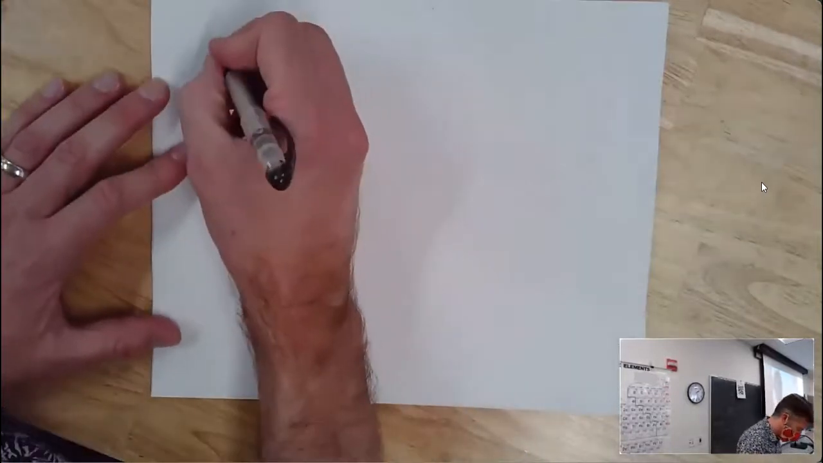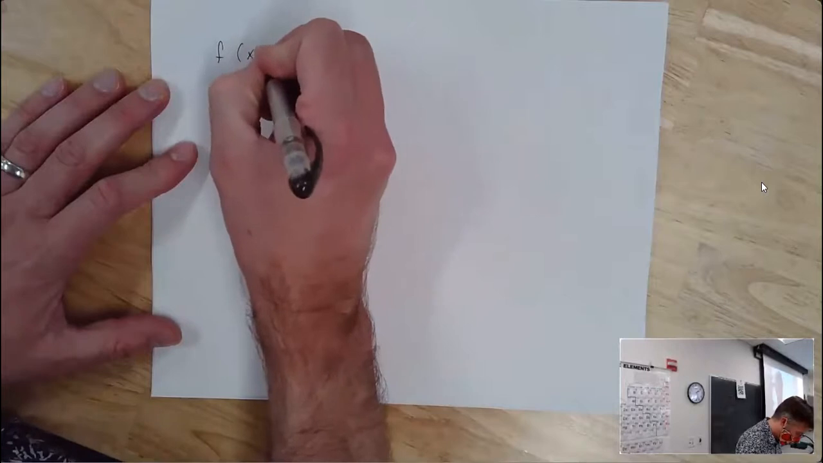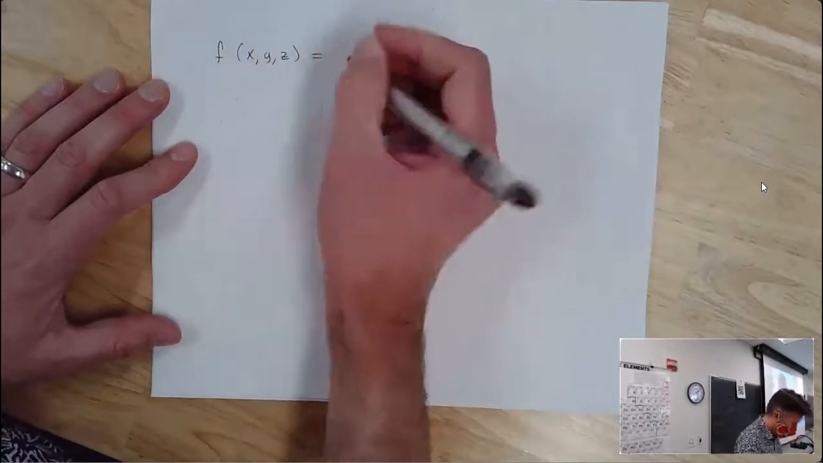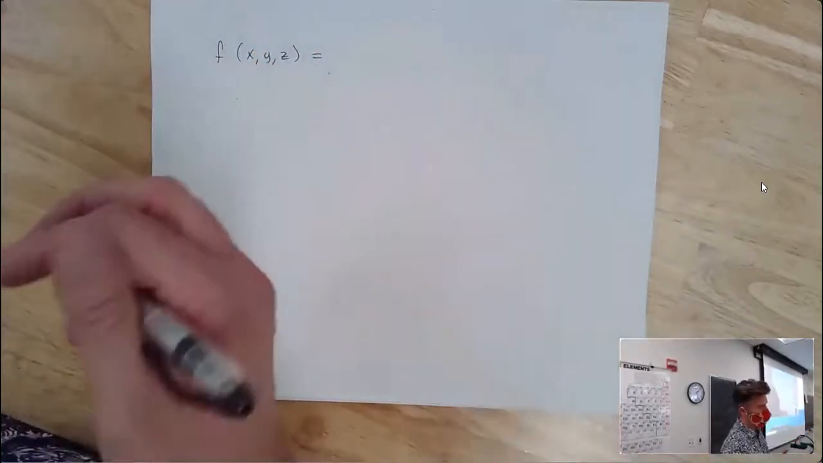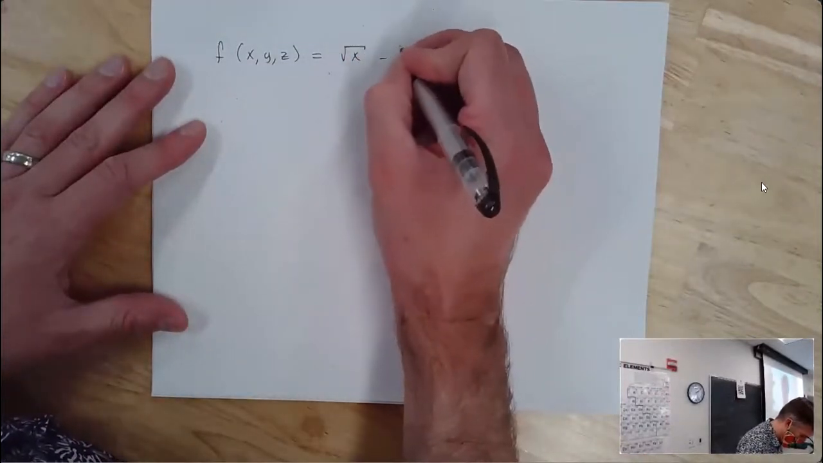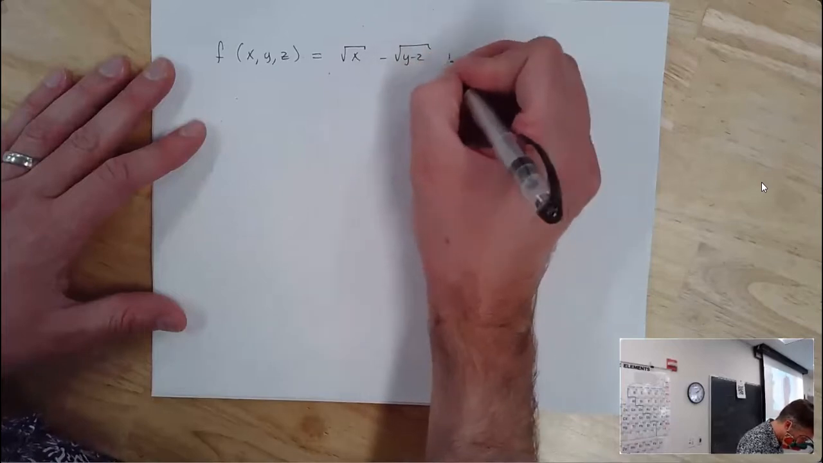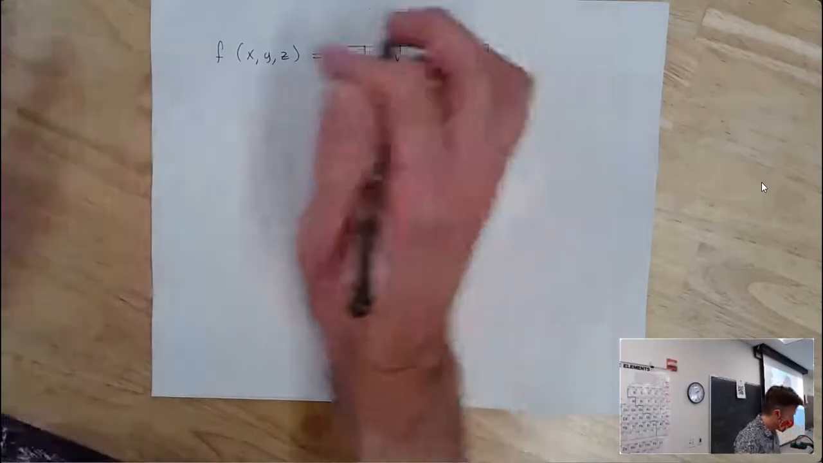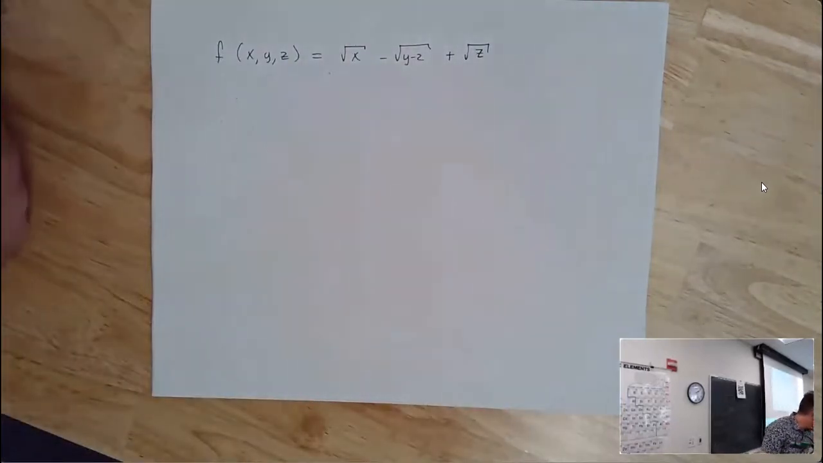Well, here's what I thought I saw. I thought I saw a function like this. F of x comma y comma z equal to something like, although I'm going to change it a little bit, the square root of x minus the square root of y minus 2 plus the square root of z. I really feel like that was in there.